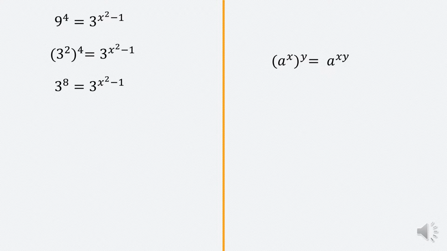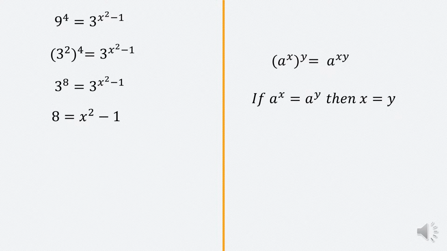Now we have a situation where the bases are the same, and when the bases are the same, you can equate the powers, right? So we can equate the powers here and say 8 is equal to x squared minus 1, right? So now we can rearrange this and get a quadratic equation, which is x squared equals 9, and I'll have two solutions. X is equal to positive 3 or x is equal to negative 3.